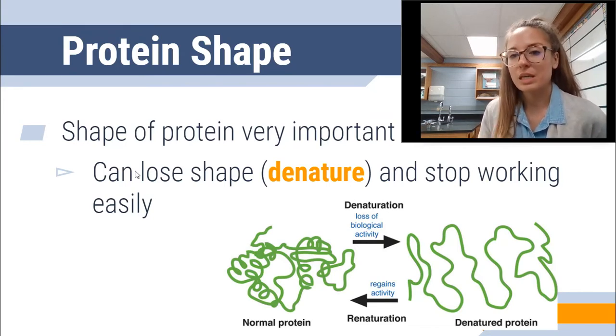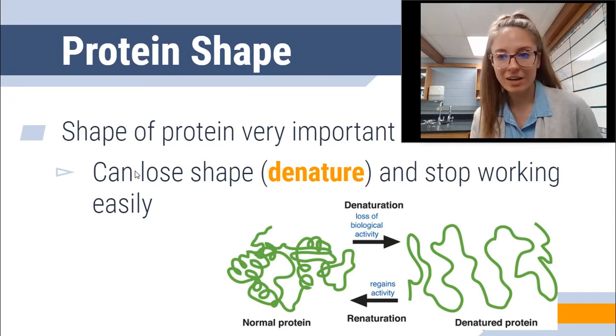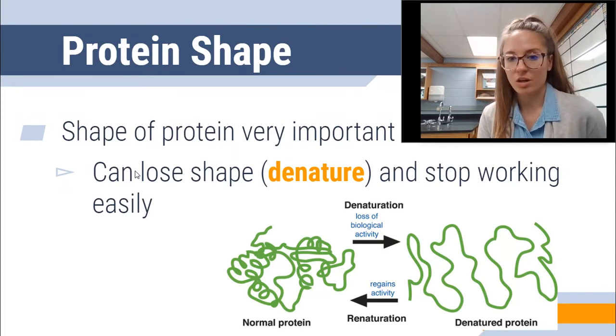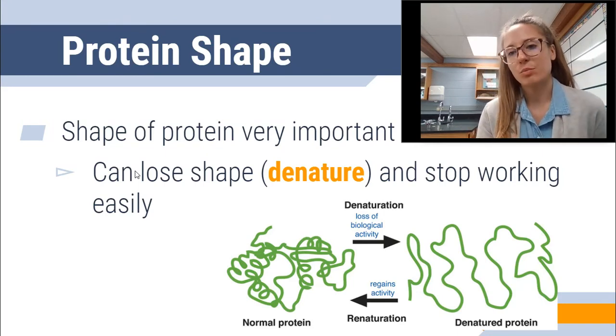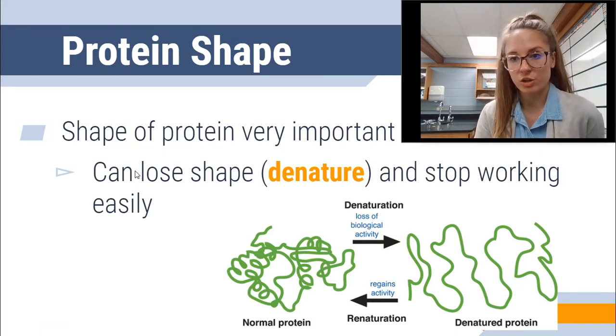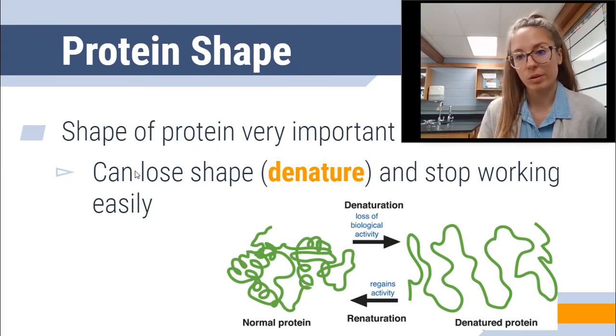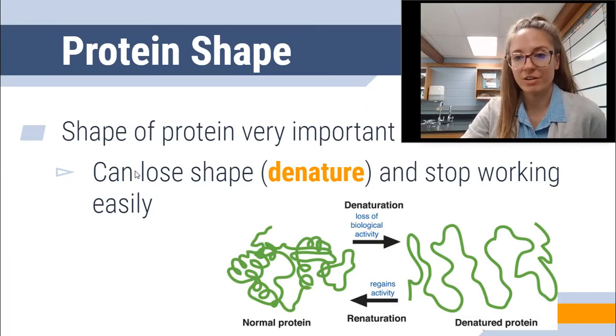You can also change the pH of the environment the protein is in, which means that if you put a protein into a really acidic environment, that can also denature the proteins. It's kind of like what happens when you pour lemon juice or vinegar into milk, right? If you've ever done that, pour it in and just let it sit, it kind of starts to curdle because the proteins are starting to denature. The protein shape is really important in order for proteins to function correctly.